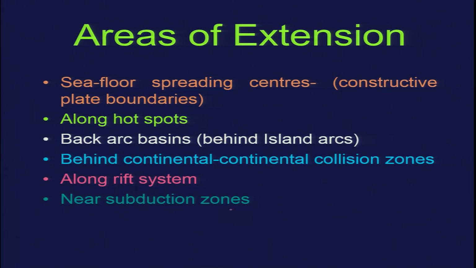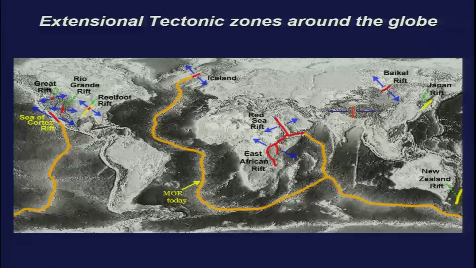So near the subduction, because of the various forces acting on the plate, it will result in an extensional tectonic environment. So these are a few which are listed broadly. We will see extension in such environments: seafloor spreading, hotspot, back arc, behind continental collision zone, along rift system, and near subduction zone.